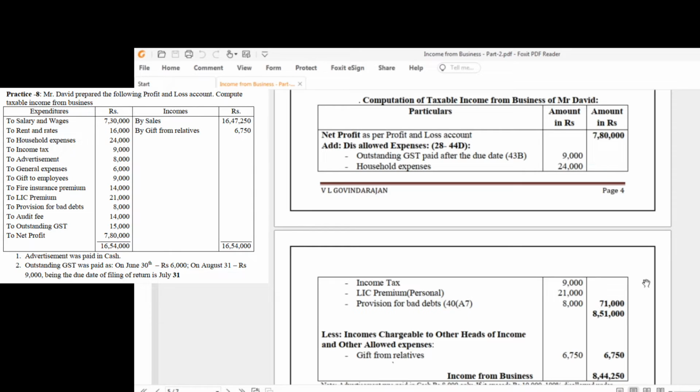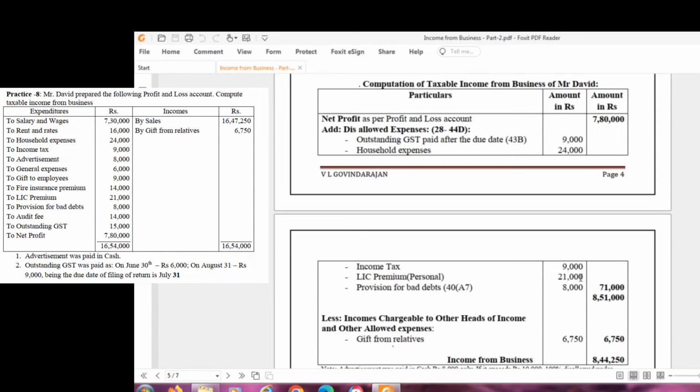Salary and wages, business nature, allowed. Rent and taxes allowed. Household expenses disallowed, 24,000 we have to add. Income tax also personal nature, we have to add. Next, advertisement, business nature. General expense, business nature. Gift to employees, business nature. Fire insurance premium, business nature. LIC premium, it's a personal nature. 21,000 we have to add.